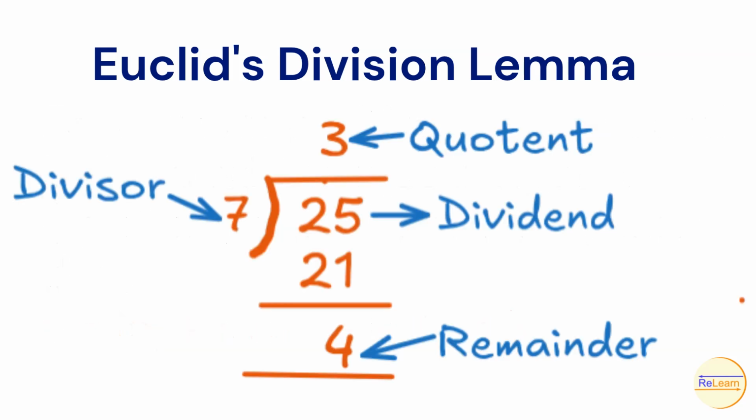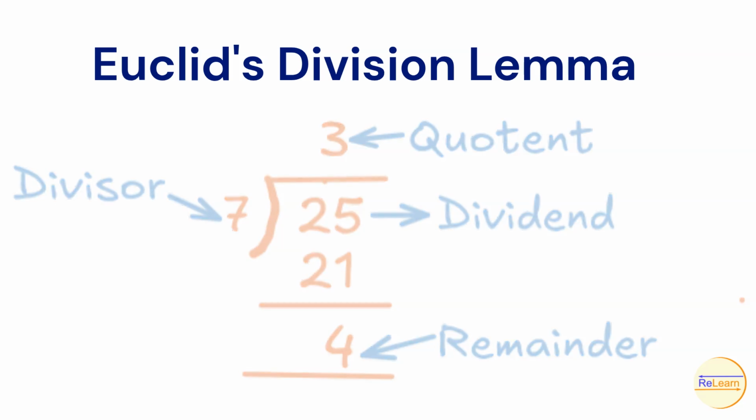Example: if you divide 25 by 7, 25, dividend, is equal to 7, divisor, times 3, quotient, plus 4, remainder. In this case, a is equal to 25, b is equal to 7, q is equal to 3, and r is equal to 4. The remainder, 4, is less than the divisor, 7, and the conditions of the lemma are met.